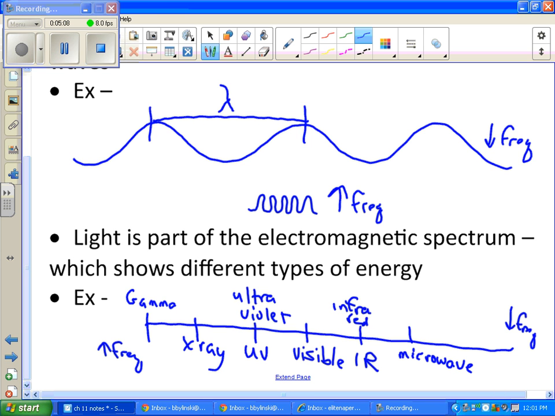And then finally at the end, we have things like radio, TV, and the cell phone. Okay, you can tell these are lower frequency. We use these more often than we would say an X-ray. So that's why they're at the low frequency end of the spectrum.